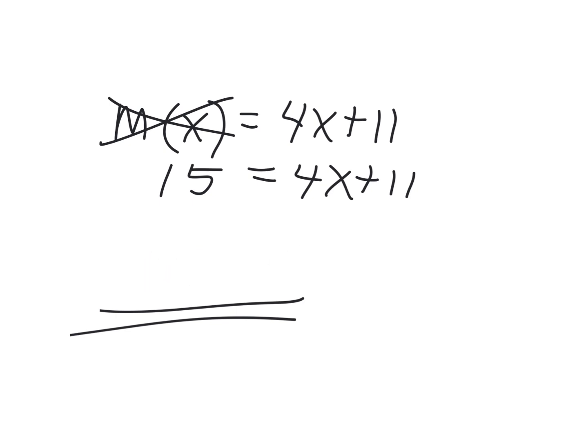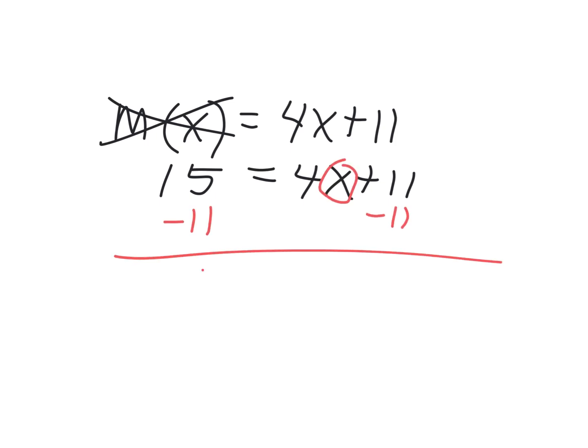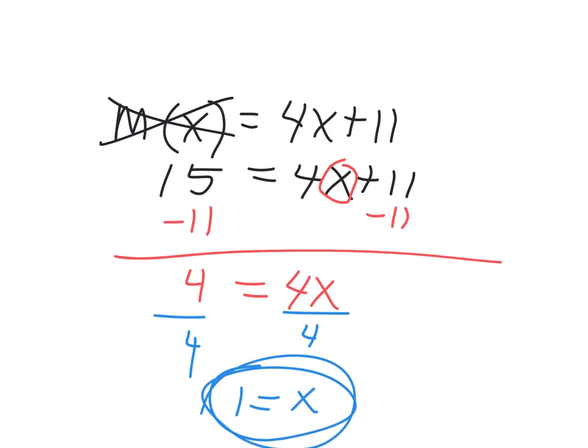So to solve it, you identify the variable, you go, okay, that's what I'm getting alone. Subtract 1, 4 equals 4x. And then divide both sides by 4, x equals 1.